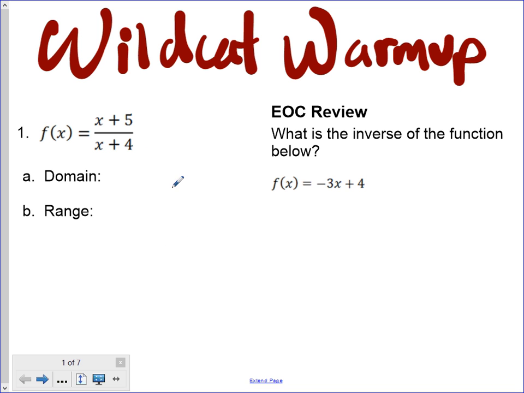All right, let's go ahead and take a look at number 1. It says f of x is x plus 5 over x plus 4. What's the domain? What's the range? Okay, what is first, Carlos? The first thing you do is you graph it. Okay, graph it. So first thing you got to do, graph it.